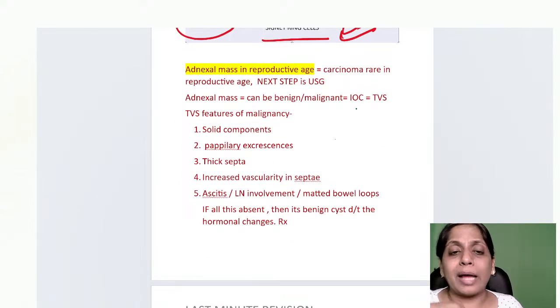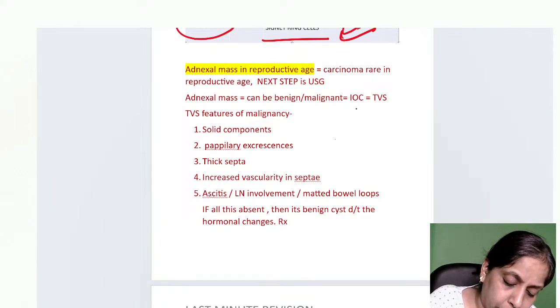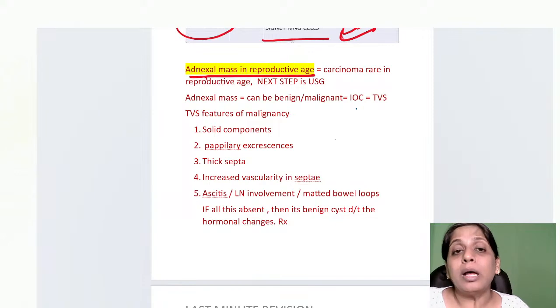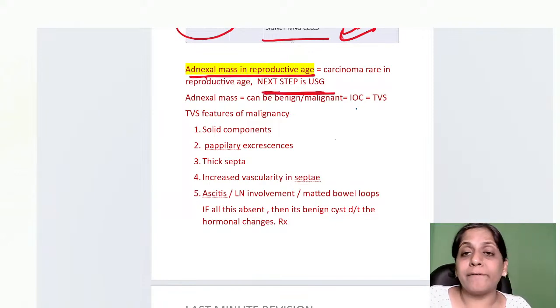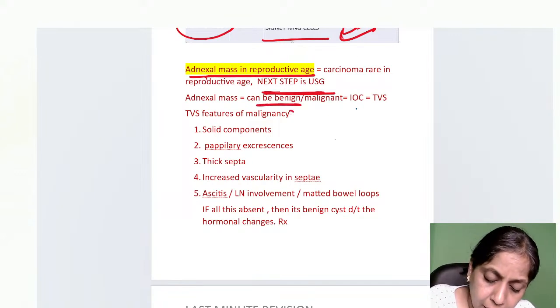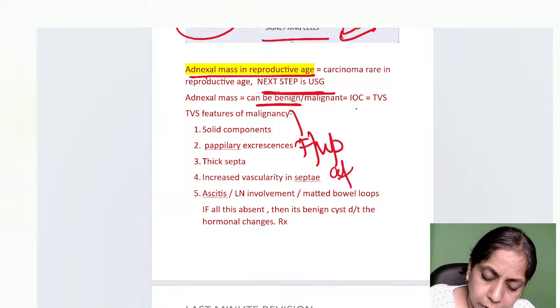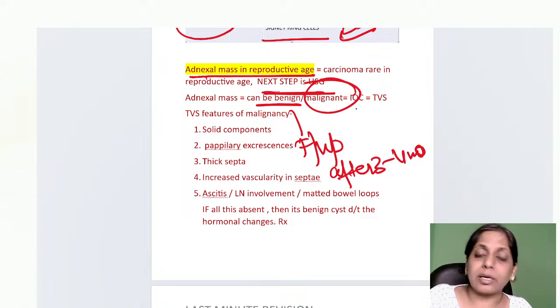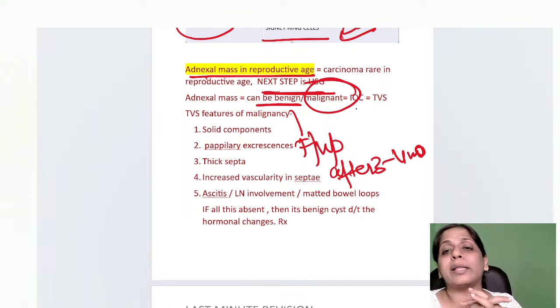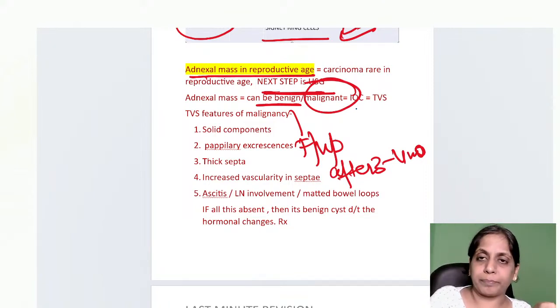So most commonly they ask you two questions. Whenever you get an adnexal mass in the reproductive age, which is very common, what will you do? Your next step is ultrasound, and if the ultrasound says it is benign, you are going to follow up after 3 to 4 months. And if the ultrasound says it is malignant, then you are going to do the cystectomy.